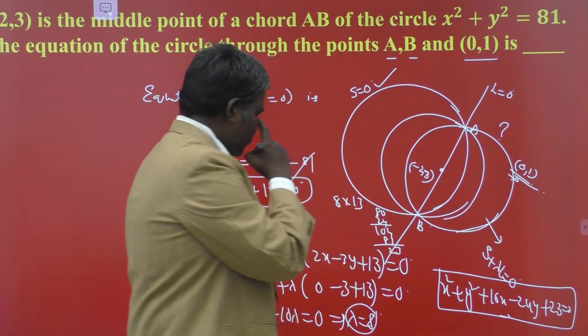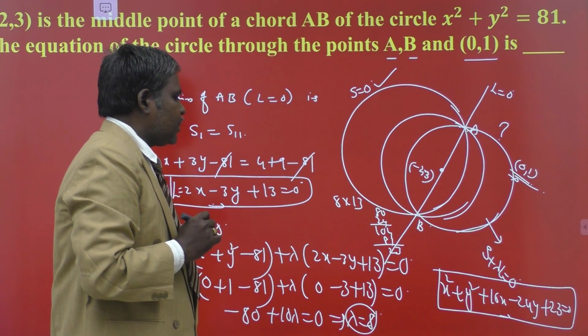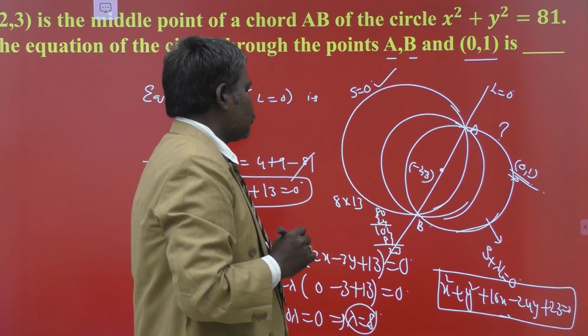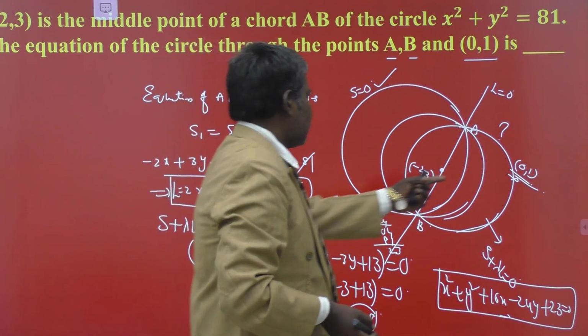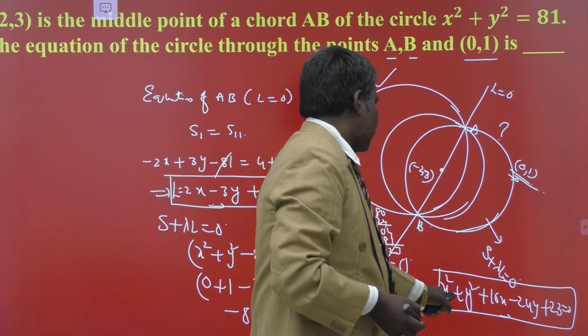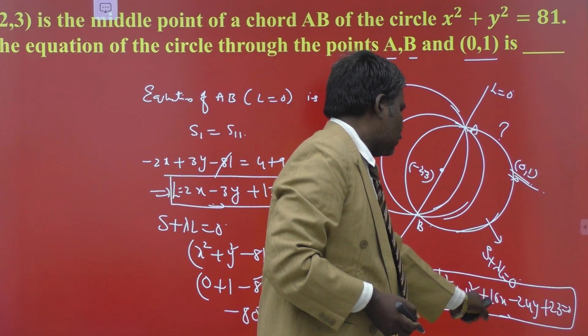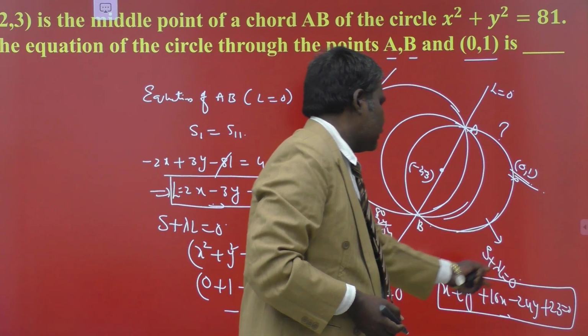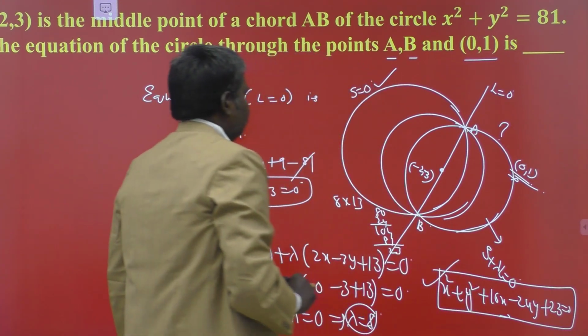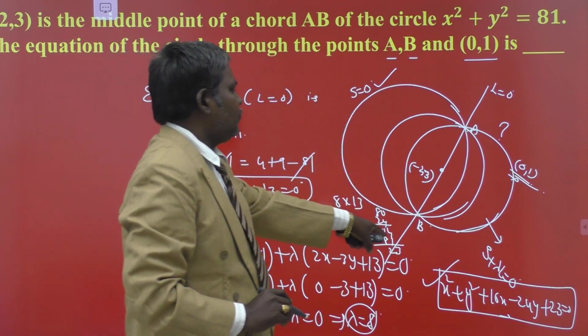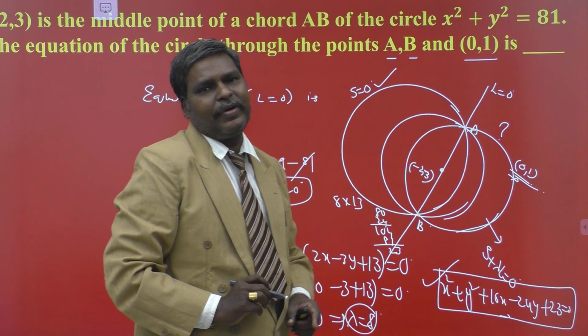This is the answer. So x square plus y square plus 16x minus 24y plus 23 equal to 0. You may check, does it pass through (0, 1) or not? 0 plus 1 plus 0, that is 1 minus 24 plus 23. So satisfied. So this is the equation of circle passing through A, B and also (0, 1).